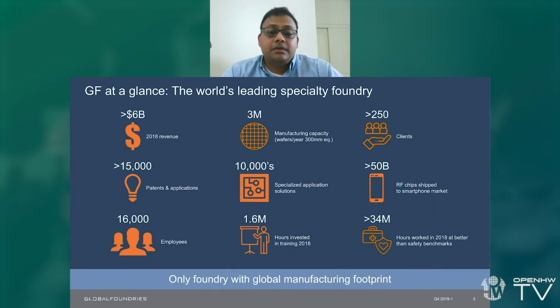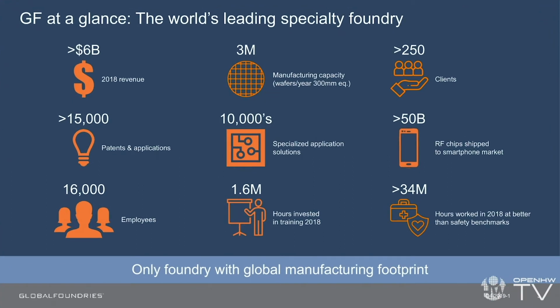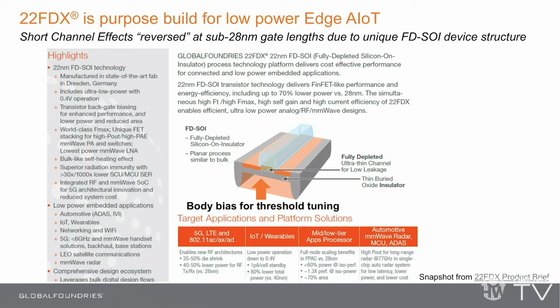In terms of manufacturing capacity, you can estimate approximately 3 million wafers per year of 300 millimeter equivalent wafer capacity. One of the things we take big pride in is that we are pretty much in every possible smartphone that you see in the world today in terms of the RF chips. So that gives you an idea that we work with pretty much every possible semiconductor manufacturer in the world.